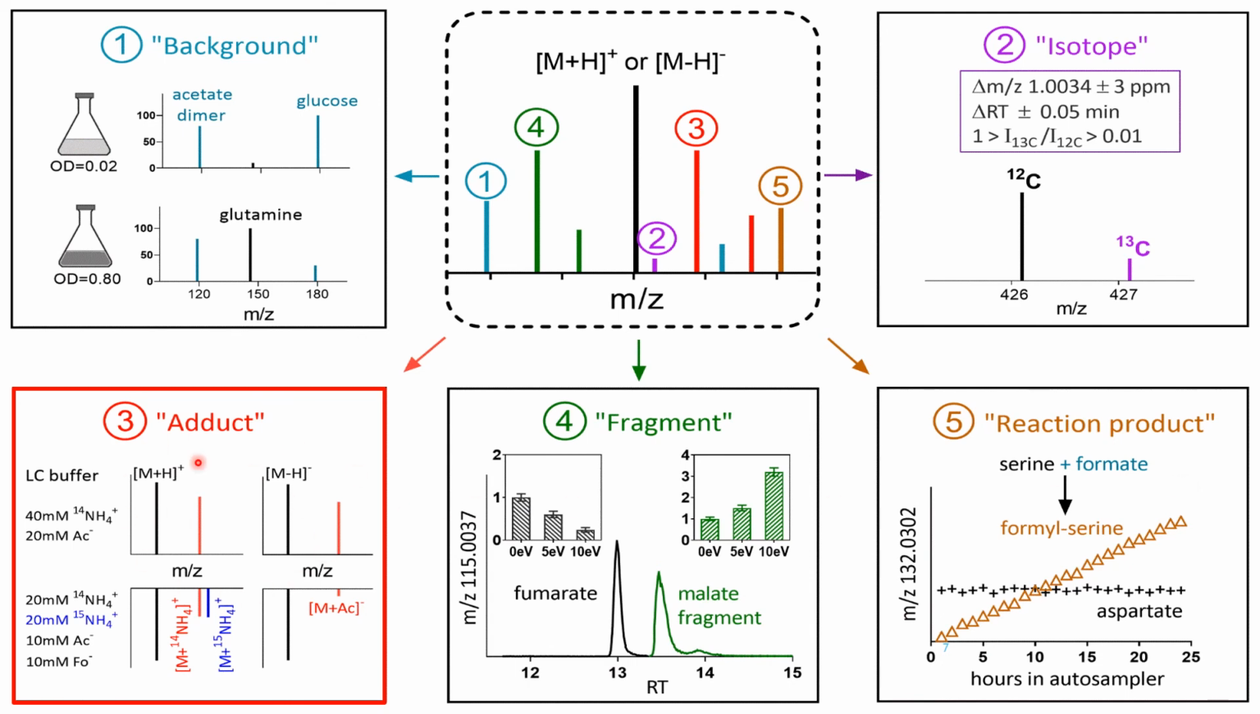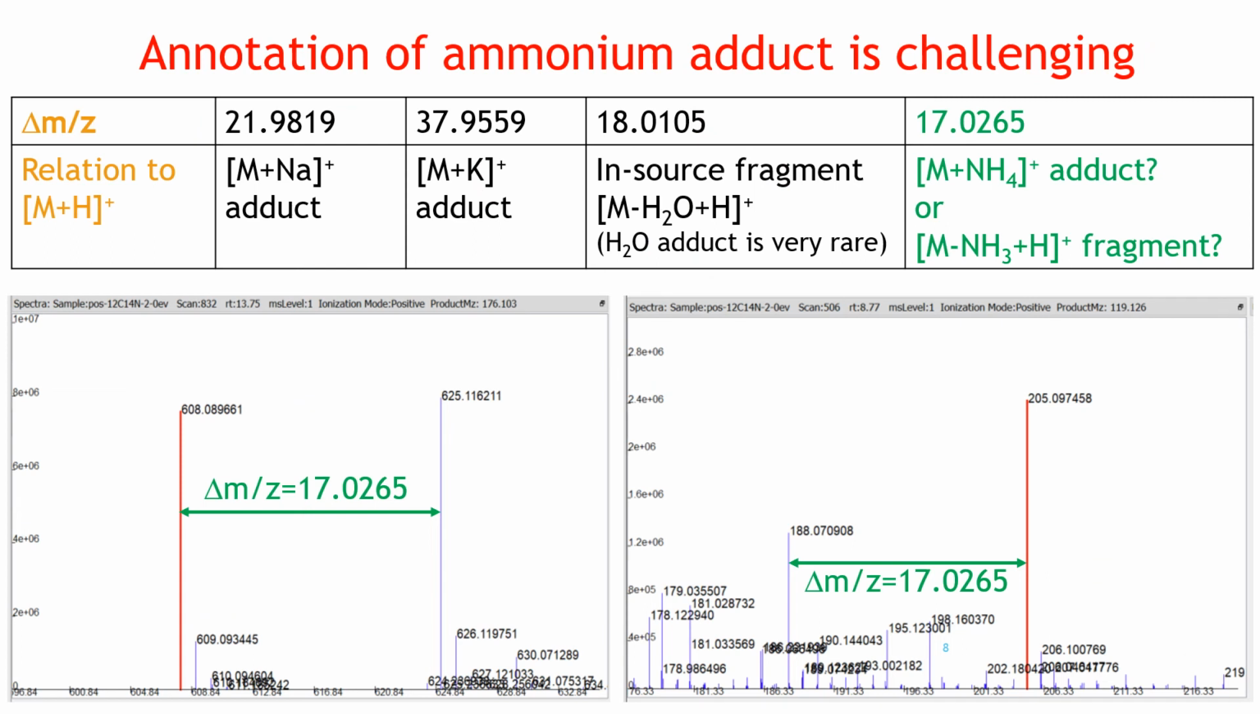So now let's focus on adducts. To annotate adducts, we mainly rely on the information from the delta m/z difference between peak pairs. For some of the adducts, like sodium adduct and potassium adduct, they have a unique mass difference, so their annotation is relatively straightforward.